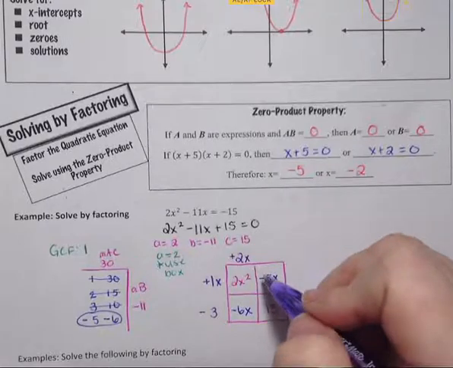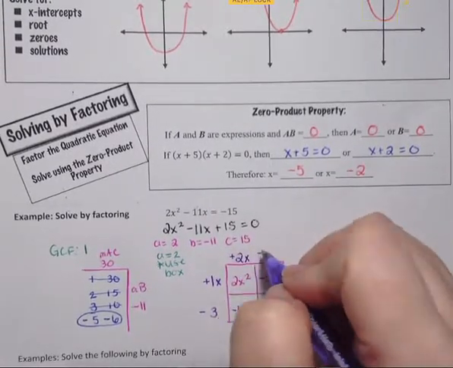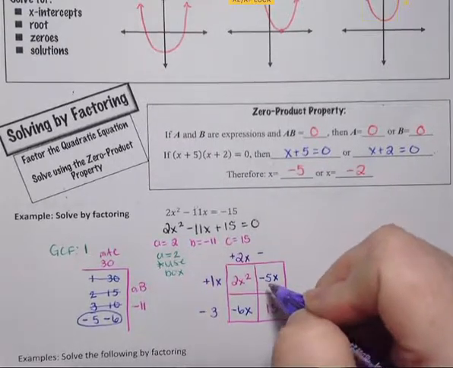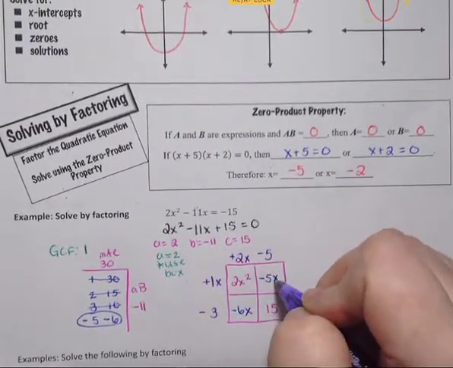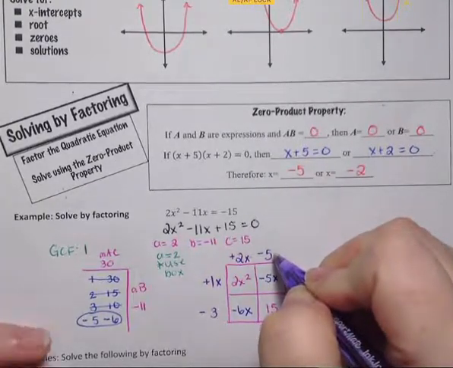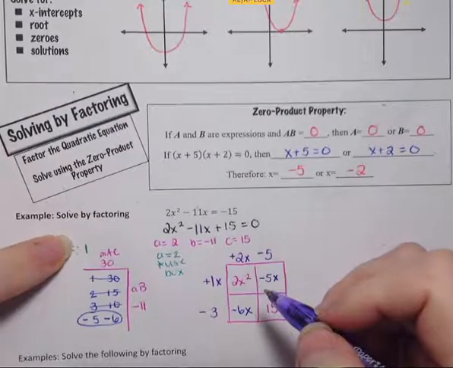My next one, my first sign is a negative. My smallest number is 5. 15 can be divided by 5, so we'll have a 5. These do not both have an x, so my negative 5 is the end of that. What we'll do, our GCF was 1.